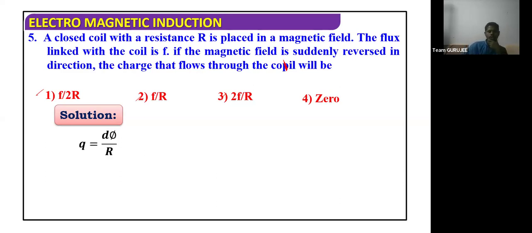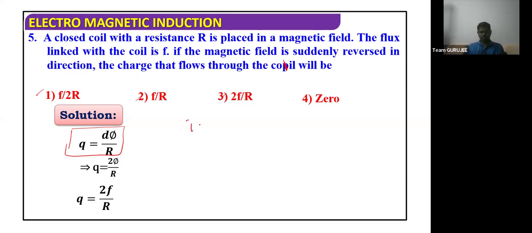Actually, Q is equal to d phi by R. Therefore, 2F by R is correct. Do you know the formula? Actually, the main formula is Q is equal to phi by R. We substitute 2 phi by R.